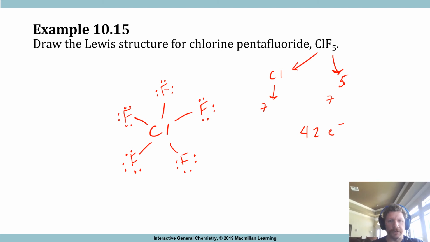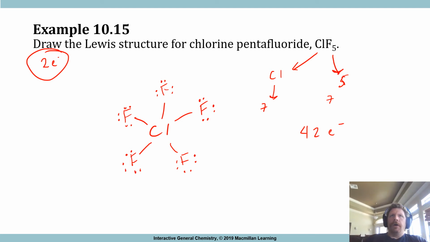Am I running into a little bit of a problem? Yeah, I have. The problem that I've run into is I have 42 electrons to place, and I've only placed 40 of them, so I have 2 kind of delinquent electrons. Now the question is, one option would be I throw those electrons onto a fluorine. Another option is I put them on my central chlorine.